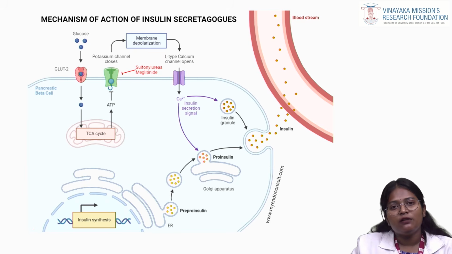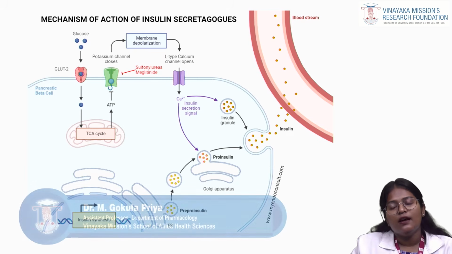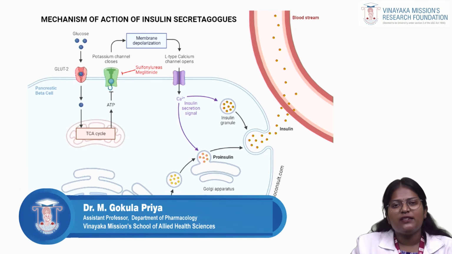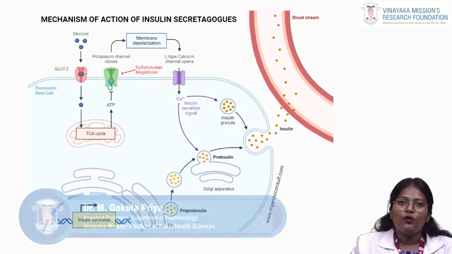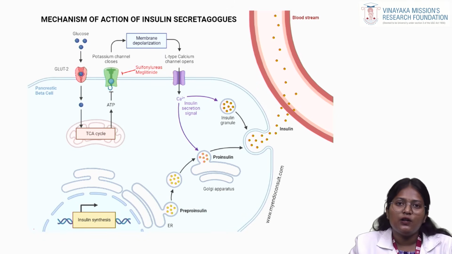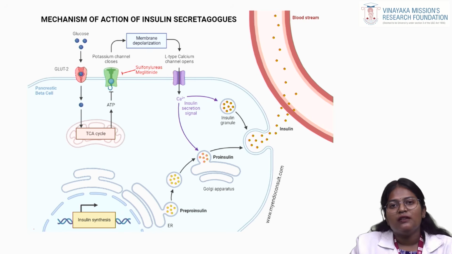As I told before, insulin will be stored inside the vesicles. So these calcium ions will be triggering the insulin vesicles, and from these vesicles the insulin will be released. This process is called exocytosis.